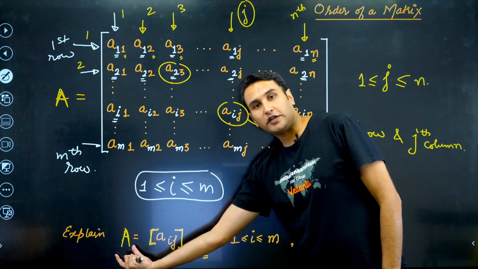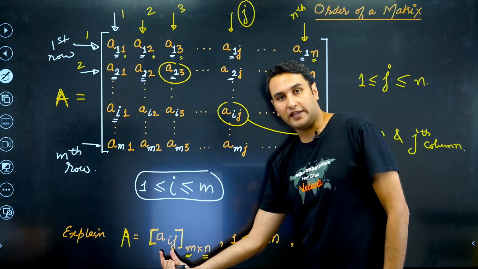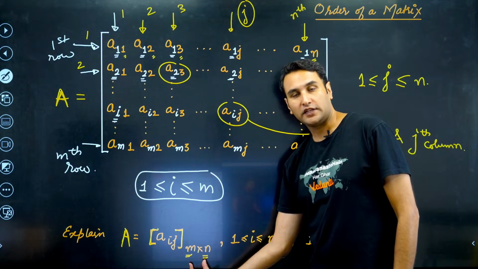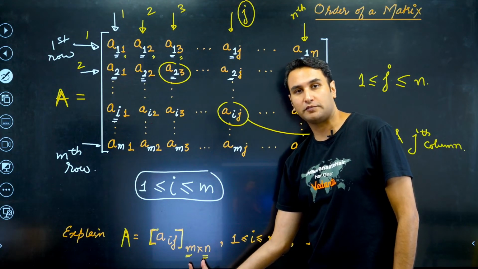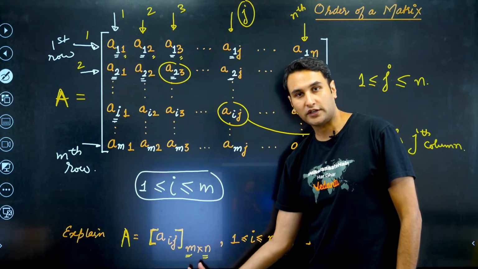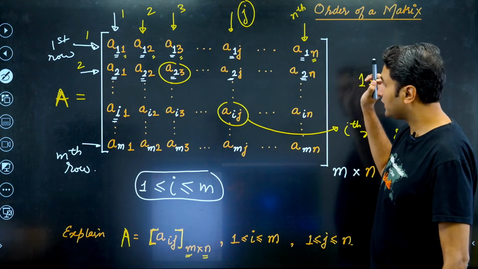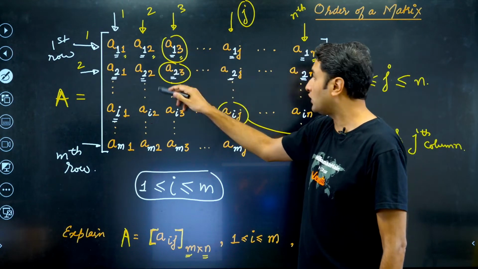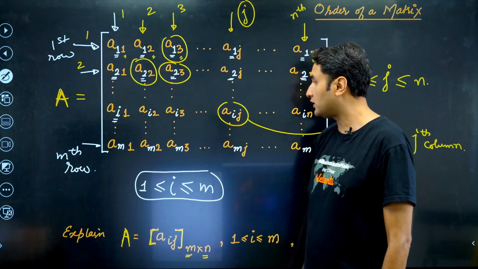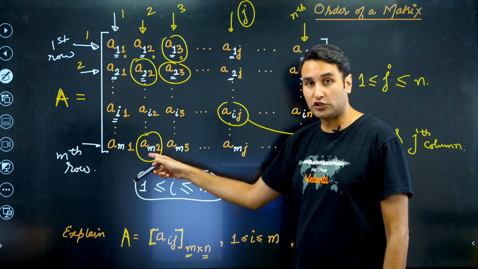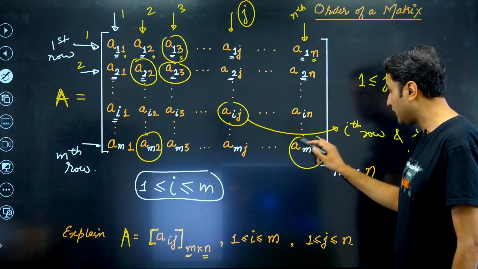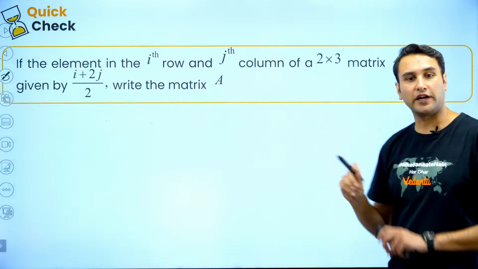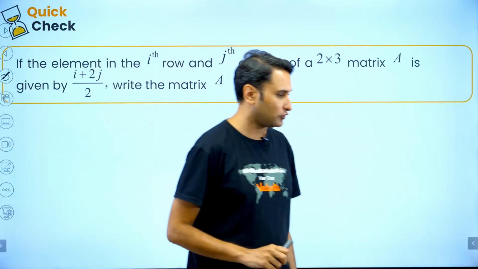So matrix A is a collection of all the elements Aij, where the number of rows is m and the number of columns is n, or the order of this matrix is m into n. Got it? Clear? Now you can tell any element. So this is A13, 1st row, 3rd column; A22, 2nd row, 2nd column; Am2, mth row, 2nd column; Amn, mth row, nth column. Great, super. I hope this is super clear to all of you.